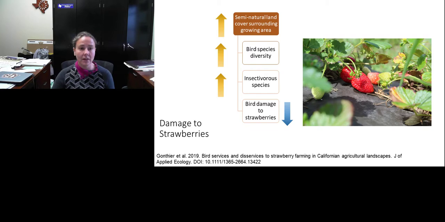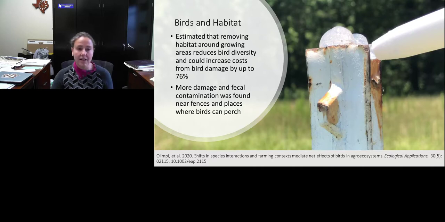So they saw less bird damage to strawberries overall when there's an abundance of semi-natural land covering. All right, let me go back to Olympia real quick because this is interesting. They found very similar results in this study, also done in California.